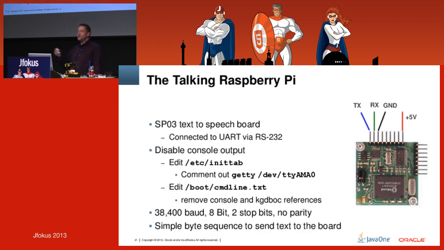And so you have to comment that out so that it doesn't create a login prompt on that port. And also you have to edit the /boot/cmdline.txt entry, so you take out any references to /dev/ttyAMA0, which is the console port, and then you don't get the messages. In terms of setting up the device itself, it's fairly simple. You set it up to 38,400 baud, 8 data bits, 2 stop bits, no parity, and then there's a very simple byte sequence that you can send in order to communicate with it and have it talk to you.